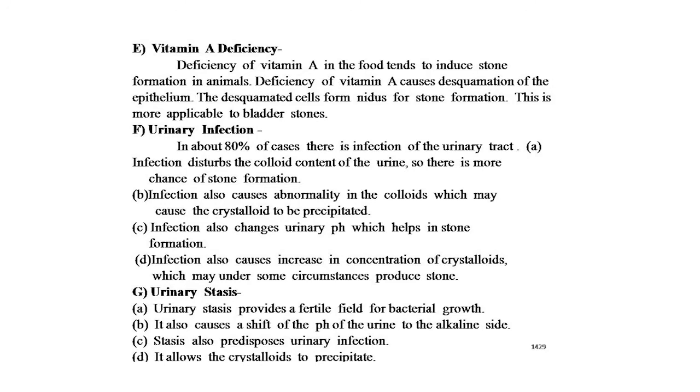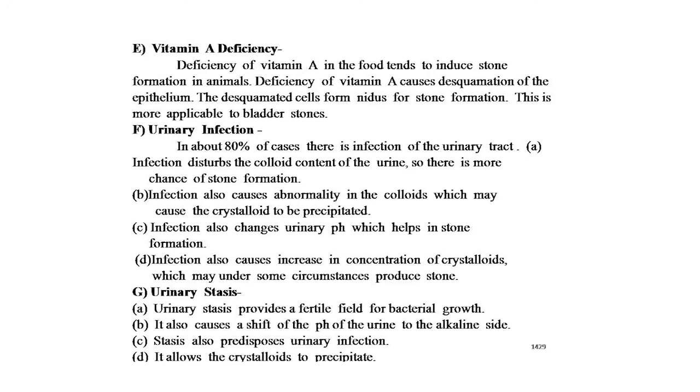Next point is the urinary infection. In about 80% of cases, there is an infection of the urinary tract. First, infection disturbs the colloid contents of the urine, so there is more chance of stone formation. Second, infection also causes abnormality in the colloid, which may cause the crystalloid to precipitate. Third, infection also changes urinary pH, which helps in stone formation. And D, infection also causes an increase in the concentration of crystalloids, which under some circumstances may produce stone.